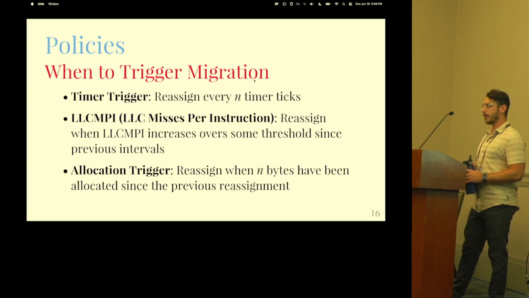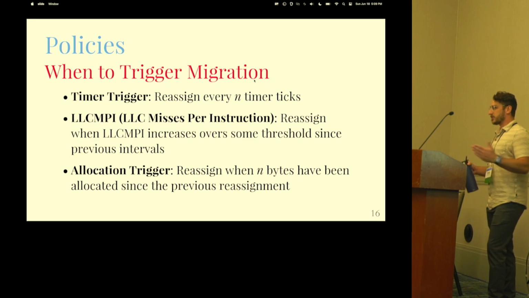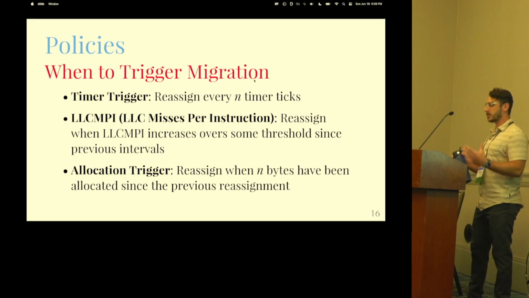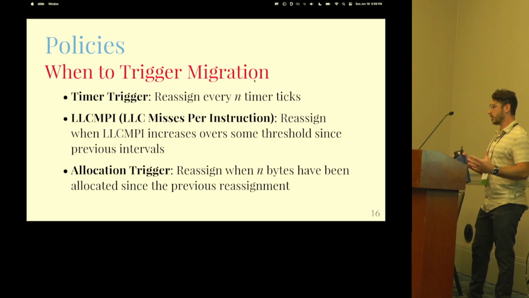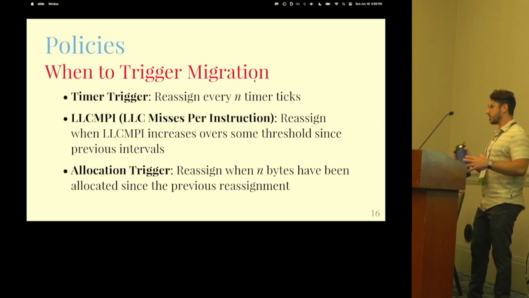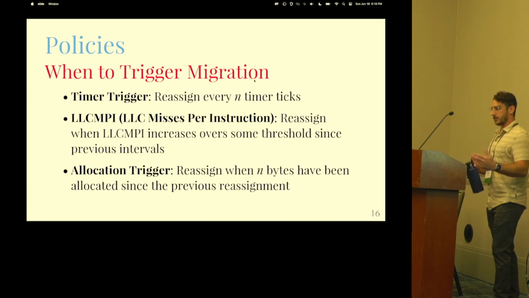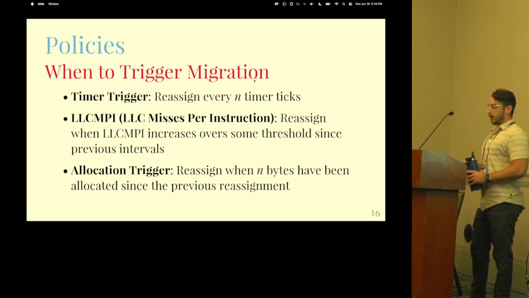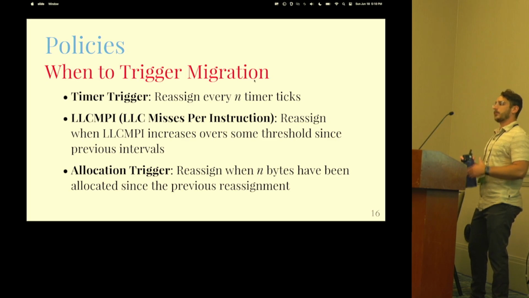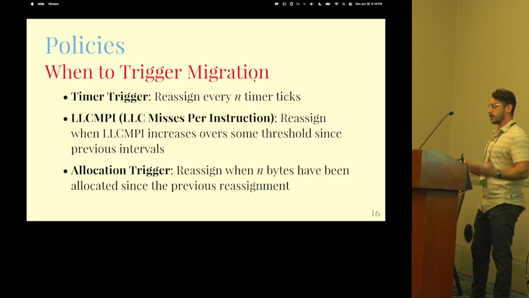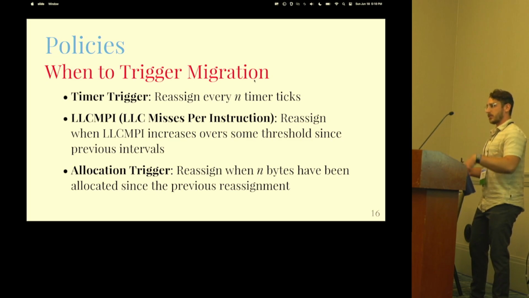The second one is, we call it LLC MPI. It's the last level cache misses per instruction, and we try to look for spikes in this over some time window, and that's basically indicative of some kind of phase change. So we want to know if the application is changing what it's doing, and we'll reassign at that moment. And the third one is the allocation trigger. So after the application allocates, let's say 10 gigabytes, we want to trigger migration, and then on the next 10 gigabytes, we'll trigger migration again.